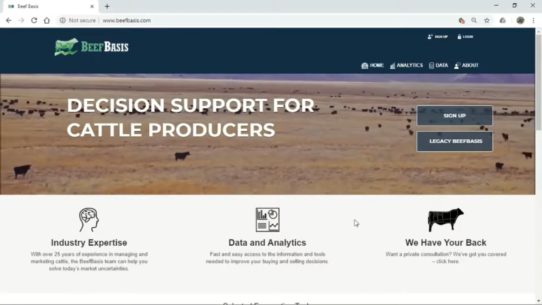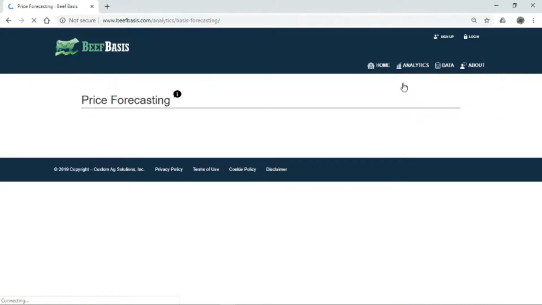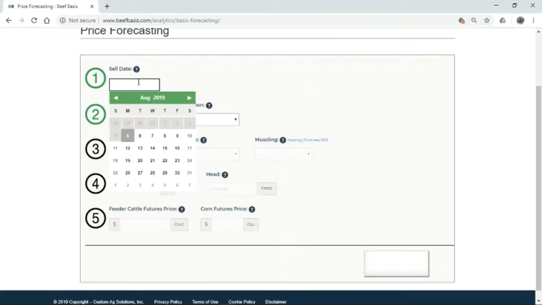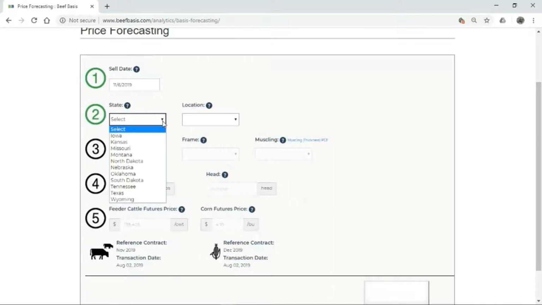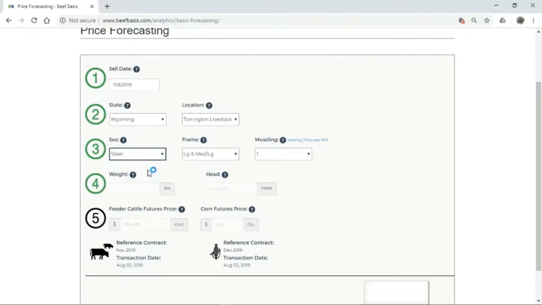To get to the price forecast tool, we go up to Analytics and click on Price Forecasting. Let's say we want to know what to expect 500-pound steers to be worth in November. So let's first pick our date, November 6th. Let's pick Wyoming since I'm a Wyoming rancher, and we'll go to Torrington, which is the closest auction yard to my cattle, and we'll start with steers.